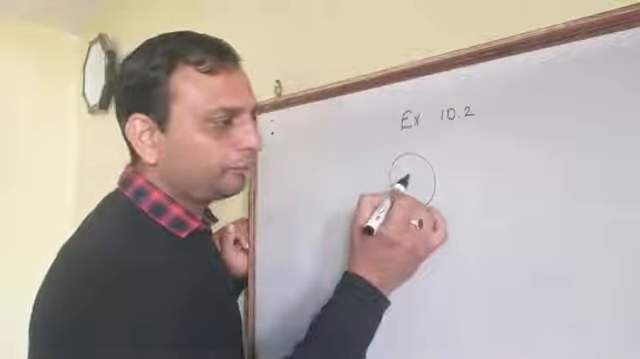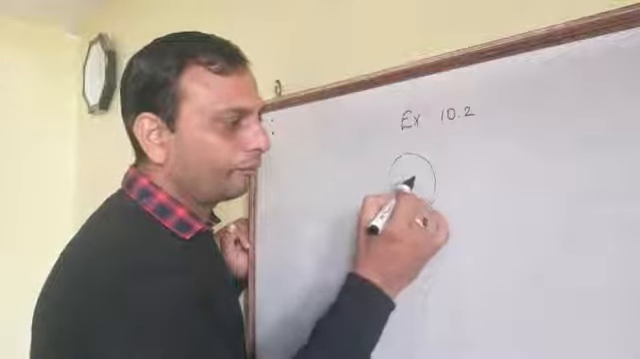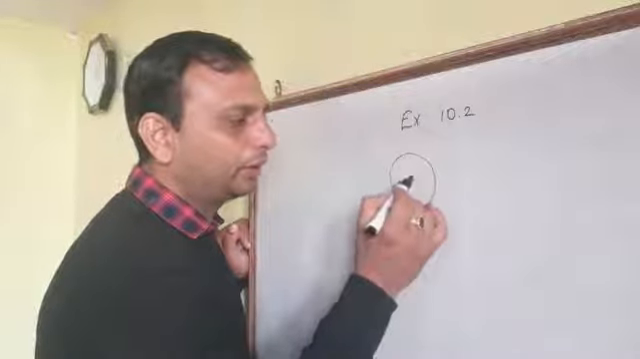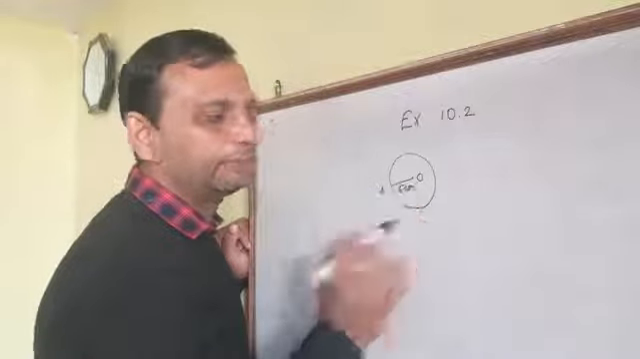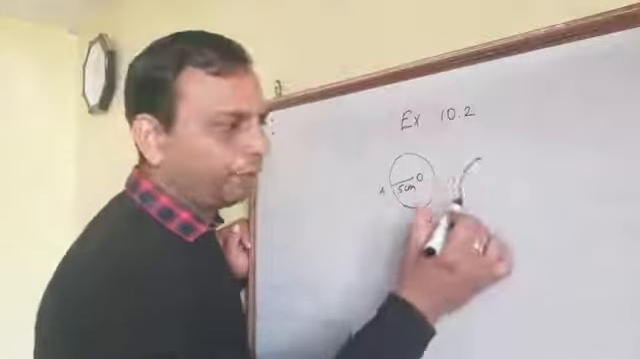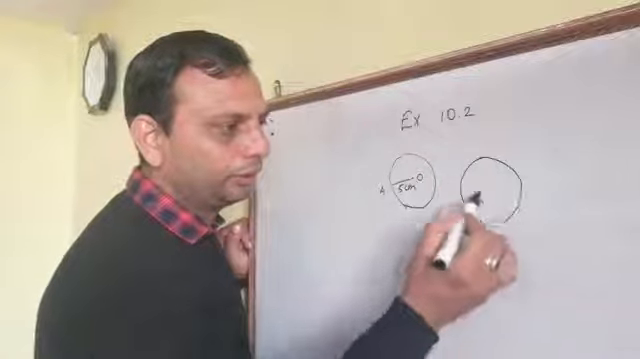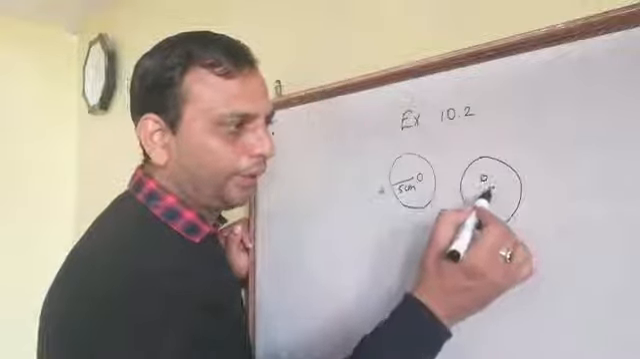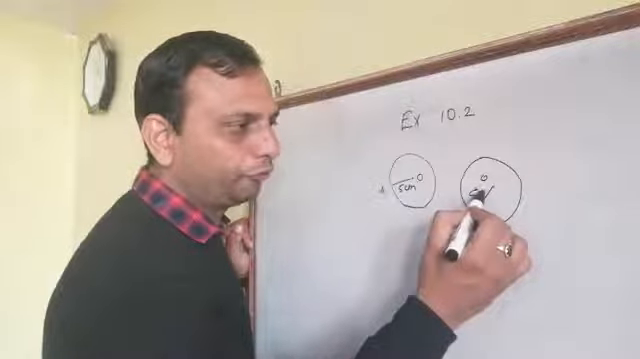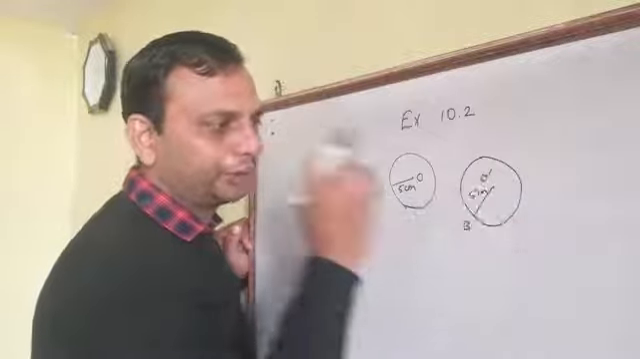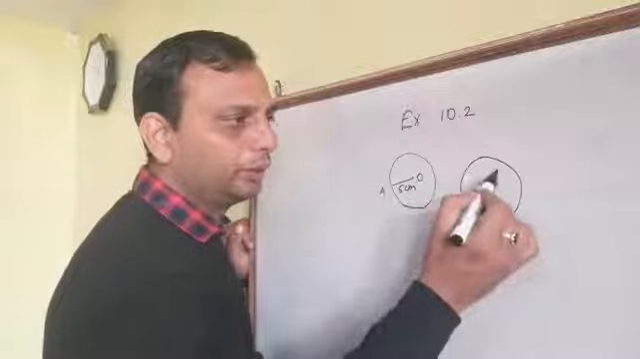Suppose this is the center of circle O and this is the radii, and this radii is 5 centimeter, and we have another circle, and this is the O point and this is the B point, and this is also having the radius 5 centimeter. O dash is the center.